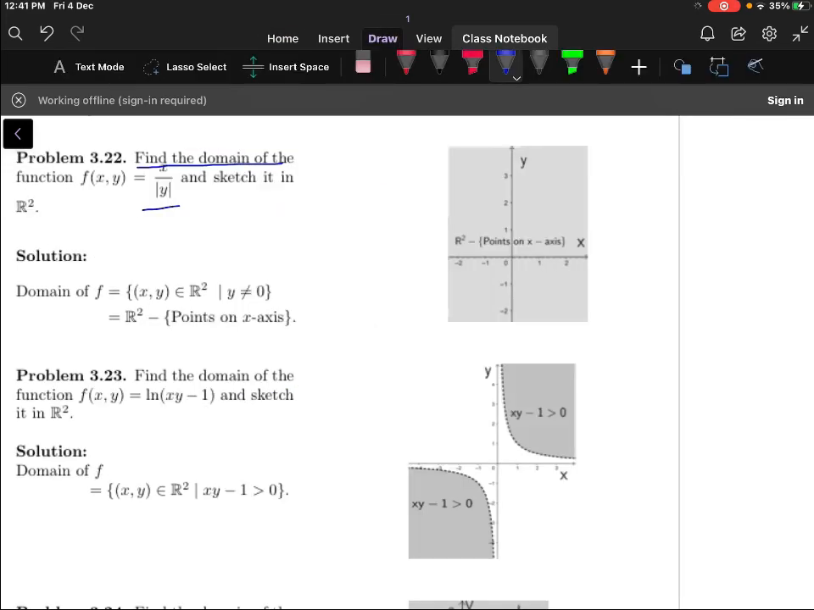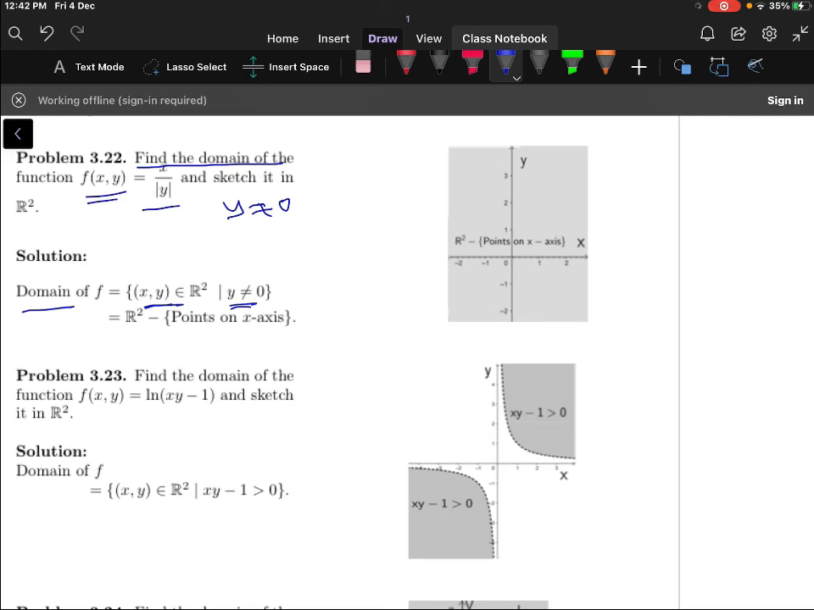Now we'll move to the next problem. Find the domain of the function f(x, y) = x/|y|, and you have to draw the region in R². Now this function is defined everywhere except at y = 0. Therefore the domain of f is whole R² but y is not equal to 0.